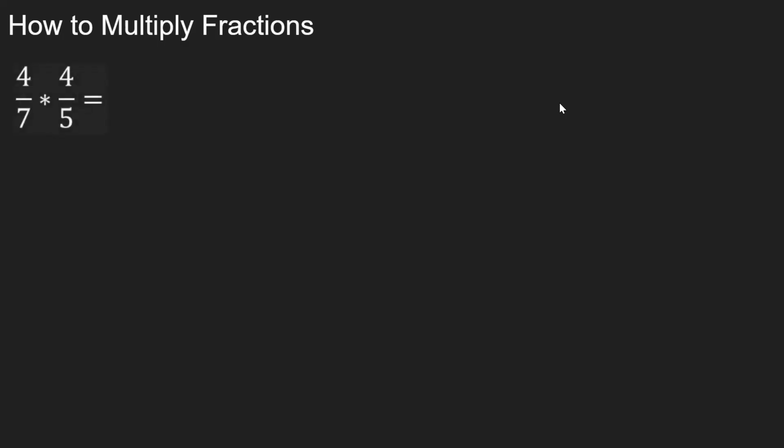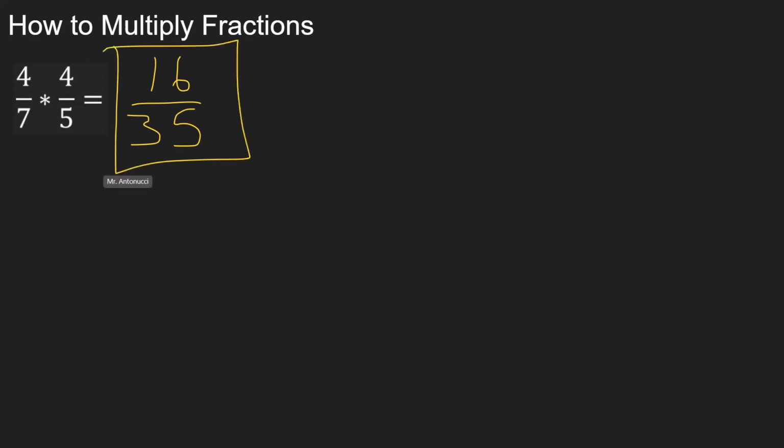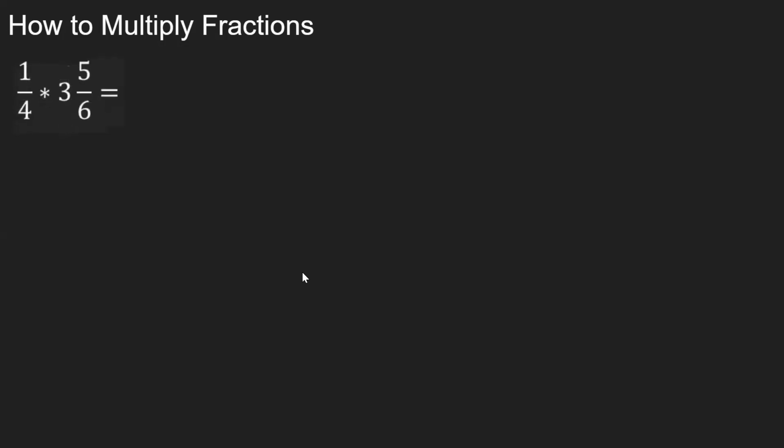Multiplying fractions is pretty straightforward, and it's literally the way you think it would be. When you multiply numbers, you just multiply straight across. So in this example, 4 times 4 is 16, and 7 times 5 is 35. Now, since there are no common factors between 16 and 35, and it's not an improper fraction, this is in simplest form, and we could just leave it there. We'll get to some more complicated ones here.